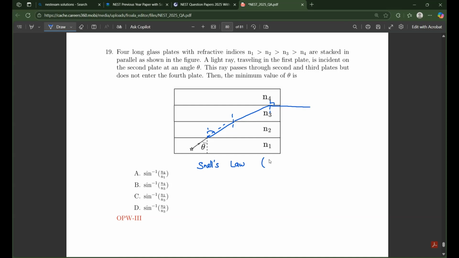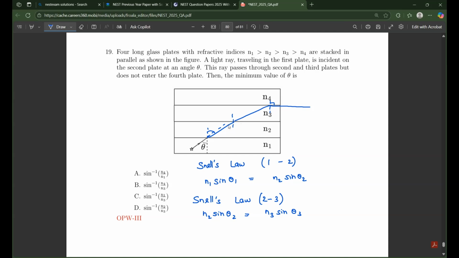By using Snell's law, when moving from 1 to 2, we can write n1 sine theta 1 is equal to n2 sine theta 2. Now, similarly, moving from 2 to 3, we can write Snell's law as n2 sine theta 2 is equal to n3 sine theta 3.